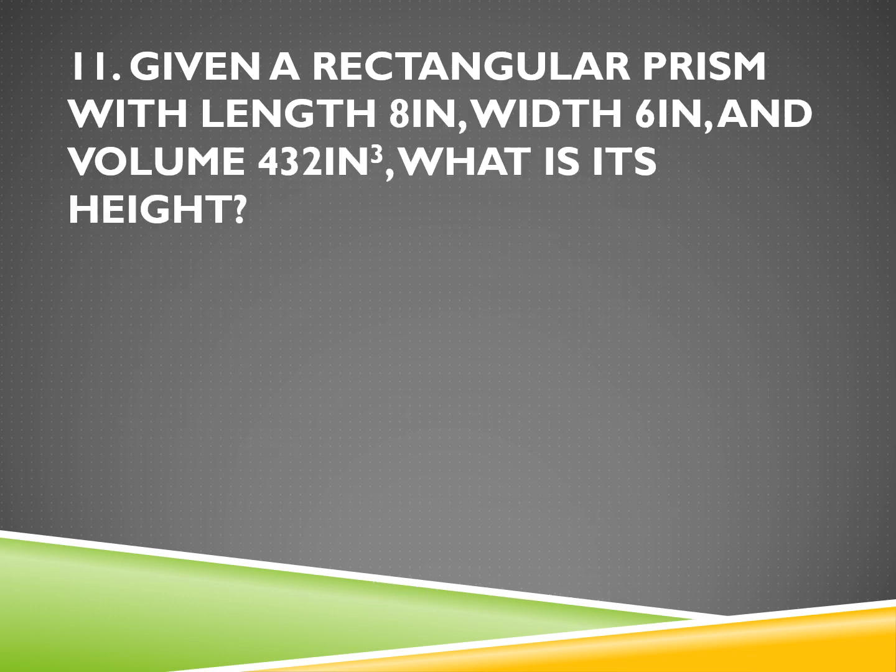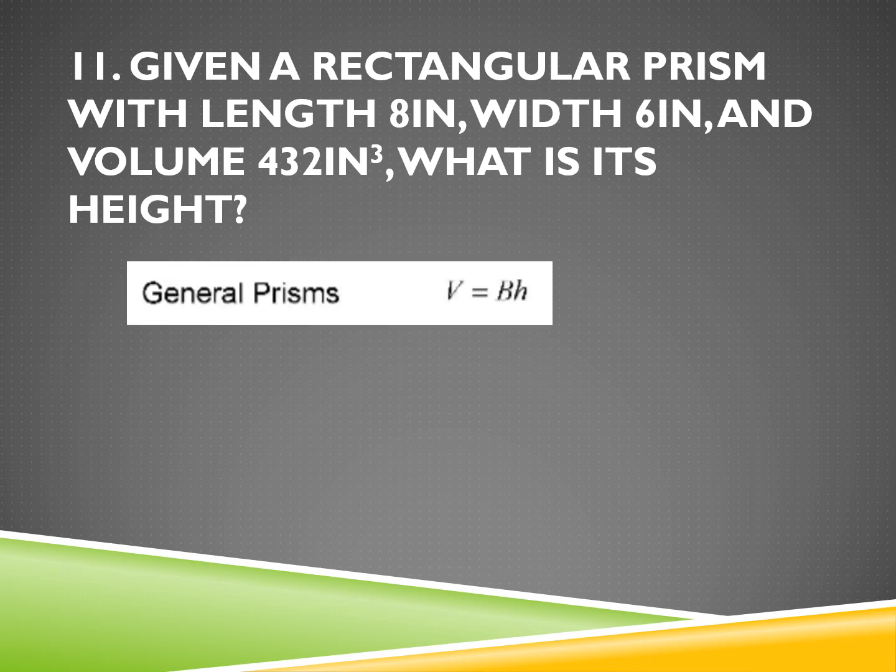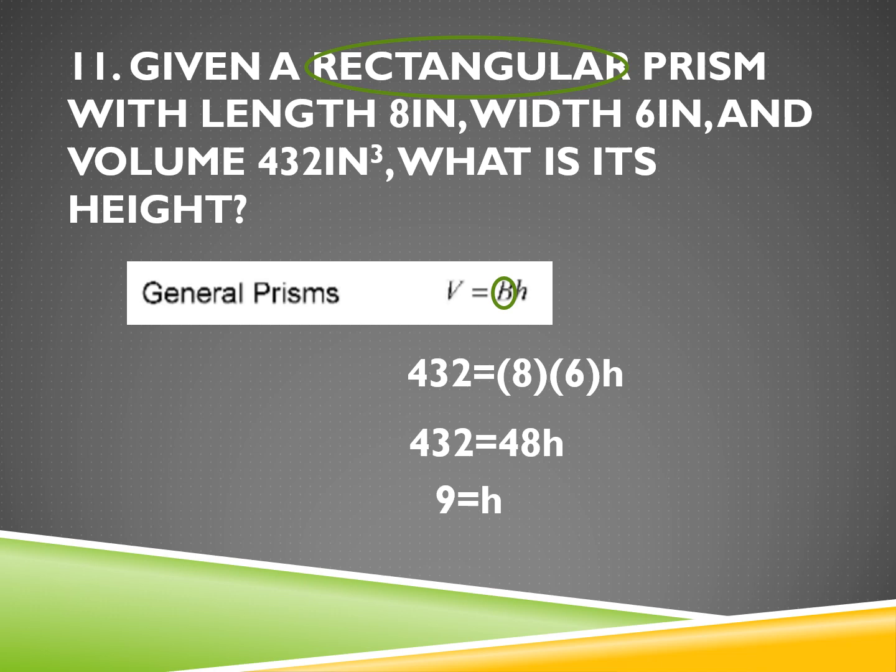And then for the last one, we have a rectangular prism. And again, we were given the length and the width and the volume, but we need to find what the height is. So substituting all these into our general prism formula, you need to make sure that it's the area of the base that we're putting in here. So make sure you put in 8 times 6 when you do this, and then you will multiply those together, divide by 48, and then get your height as 9. So it's just working backwards, still using the same formulas.